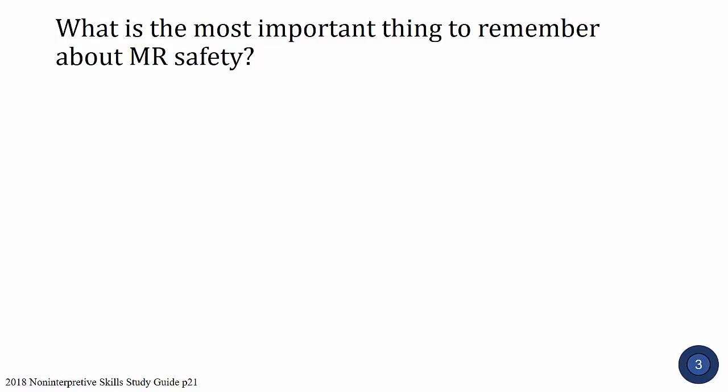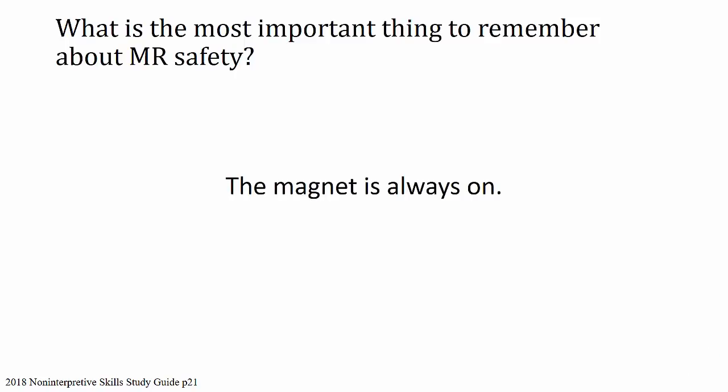Question number 1, what is the most important thing to remember about MR safety? This is definitely a what am I thinking type of thing, but I think it's reasonable. The most important thing to remember about MR safety is the magnet is always on. So if you don't know this or you forget this, then that's a big problem. You need to know that the magnet is always on. Most important thing to remember.